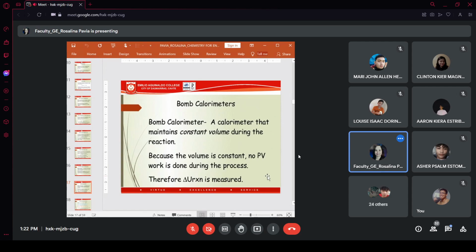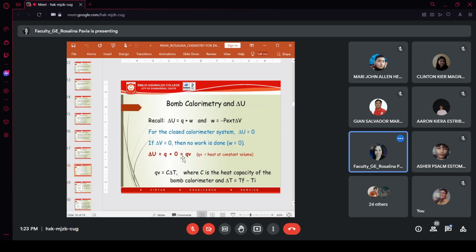Nakuha nyo yung logic? Kasi ang working equation natin is delta U is equal to Q plus W. W is PV work. Since walang PV work, therefore, delta U is equal to Q. Got it? Naintindihan? Okay, so ito na yun. Recall that delta U is equal to Q plus W, nire-review ko lang kayo kung may natandaan kayo sa thermo part 1. W is equal to negative P external times change in volume. If delta V is 0, then work done is 0. Therefore, we can say now that delta U is equal to Q plus 0. Therefore, change in internal energy is actually equivalent to the heat at constant volume.